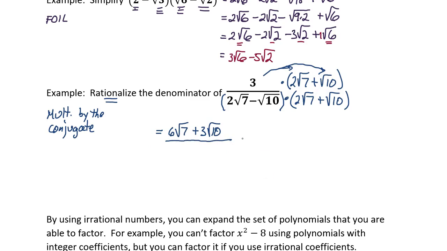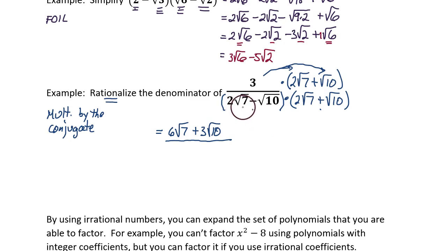But before we do that, I want to point out something. This is that special case of FOIL that we've had before, where all the terms match each other, but this is a minus and this is a plus. We don't have to do the outer and inner products because they're going to cancel each other away anyway. So let's only do the letter F and the letter L in the word FOIL.